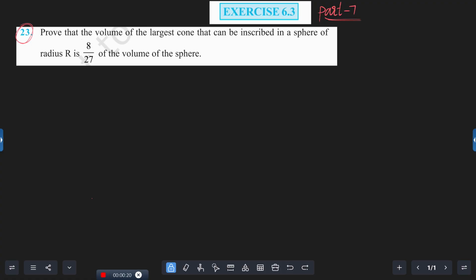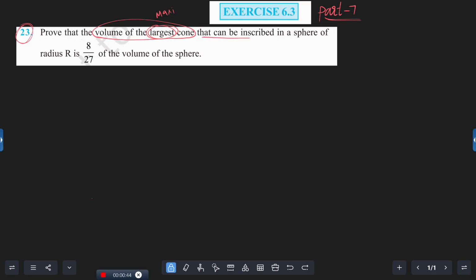Okay. See that, prove that volume of largest cone. See, in the beginning itself the keyword is there. See that word large. Large means what I said? Maximum. So where they are telling maximum, minimum, what do we have to do? Differentiate. You differentiate what? Volume of a cone.